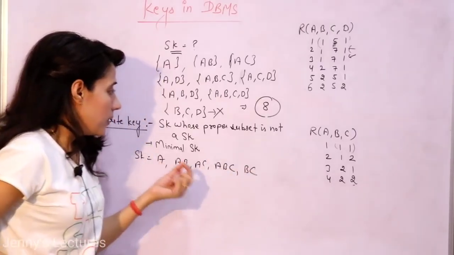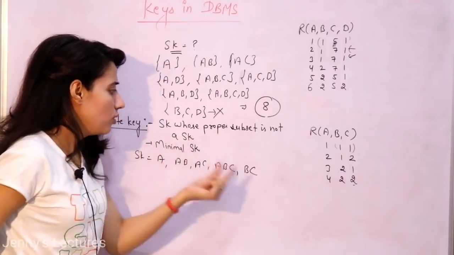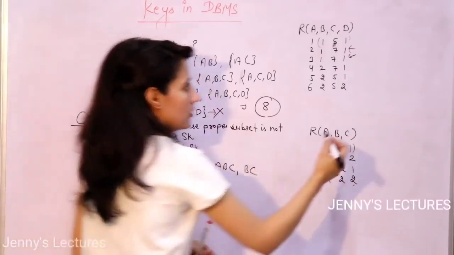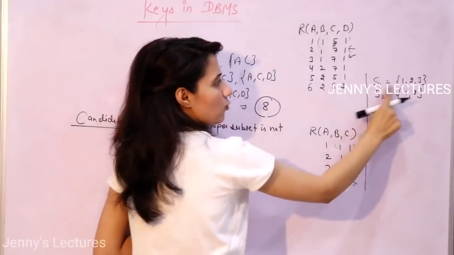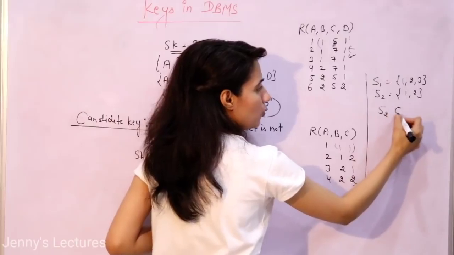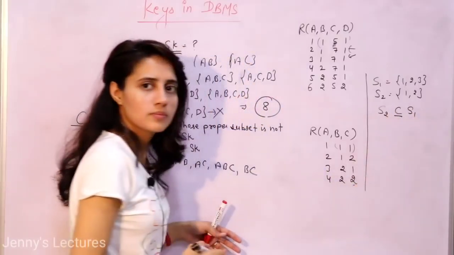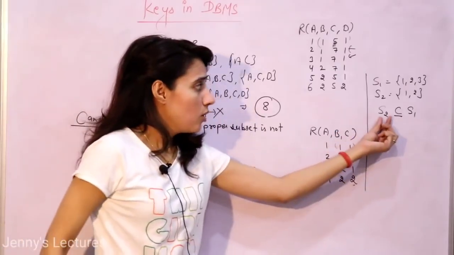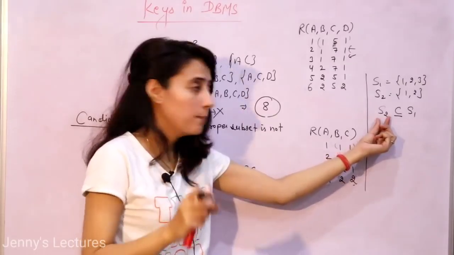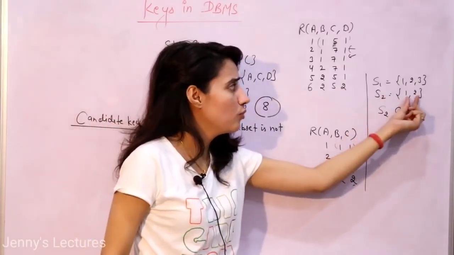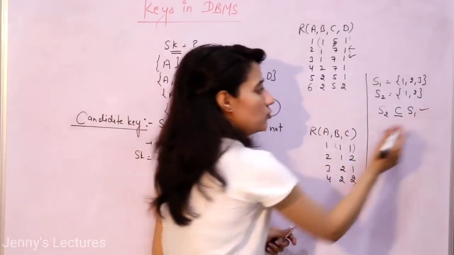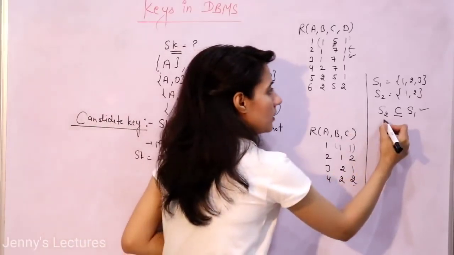Now check for a super key whose proper subset is not a super key. Now what does this proper subset mean? See, first of all, if I say set S1 is 1 2 3, set S2 is 1 2. If I ask you whether S2 is a subset of S1, subset means all the members of S2 must be members of S1. Now the members of S2 are 1 2. Now 1 2 should be present in S1, that is present, so this is true. This is what? Subset.